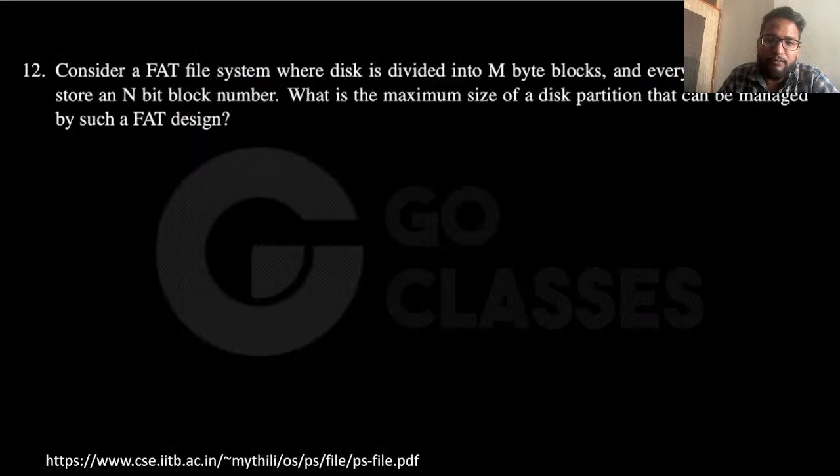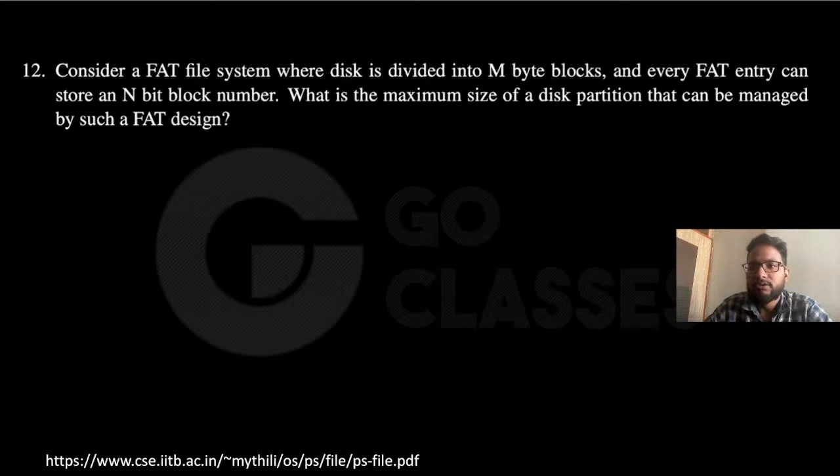This question I have taken from IIT Bombay. I think this question is not 100% visible. So let's solve this question. What they are saying is that consider a FAT file system, which means they are using the FAT, and where the disk is divided into m byte blocks. So the block size given to us is m bytes, right? And every FAT entry can store an n bit block number.